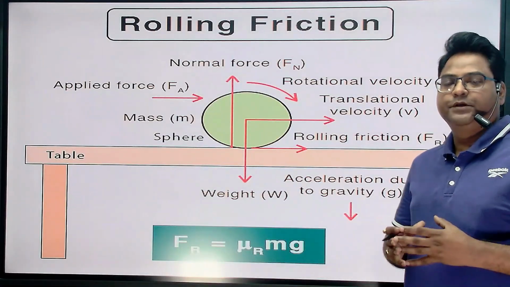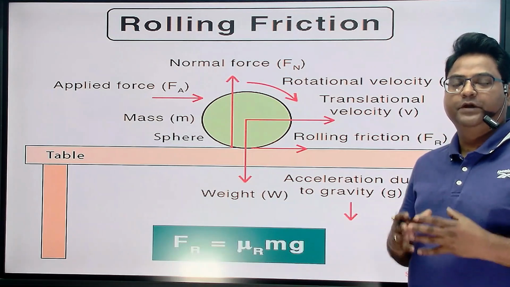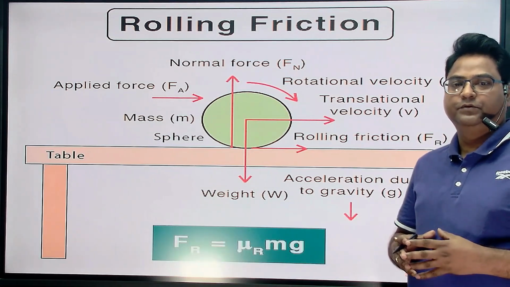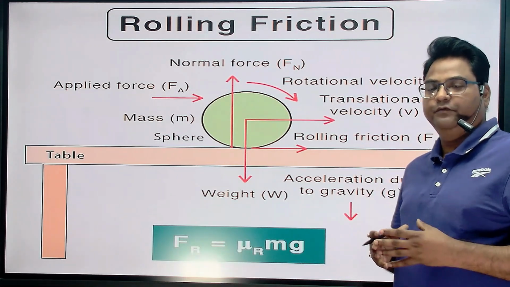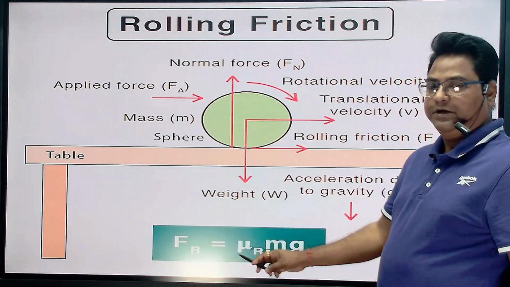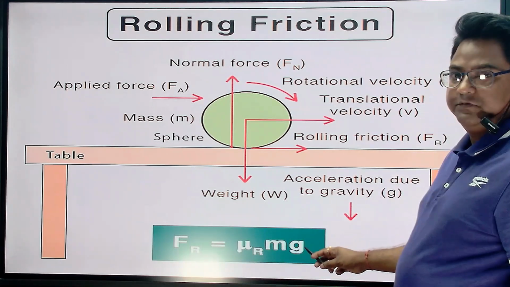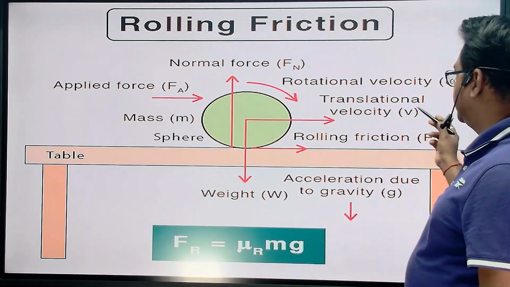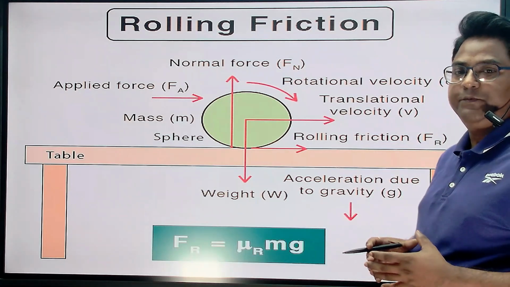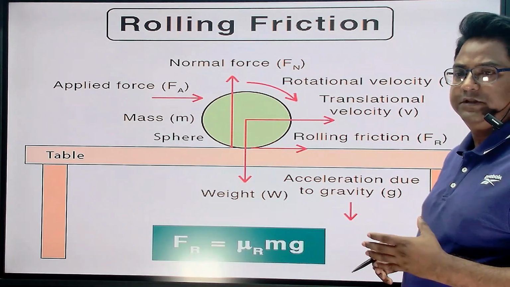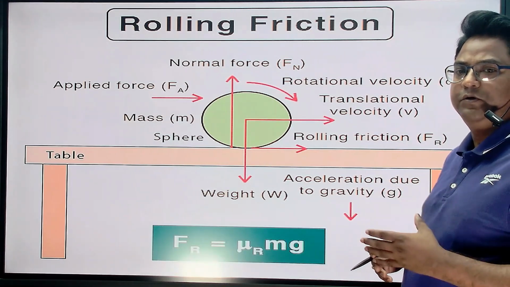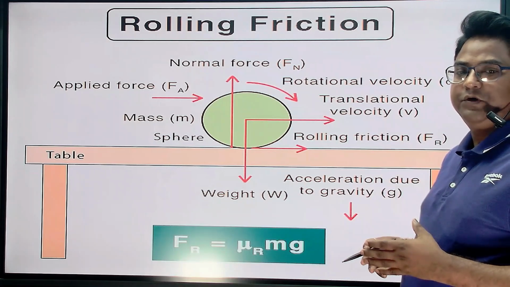Now one more thing in frictional force we have to study, that is rolling friction. Okay. It is important for us. Its formula is F_R is equal to mu_R mg for rolling friction only. Because when you study static friction, and dynamic friction, then mu is equal to F by N, only frictional force is equal to mu N.